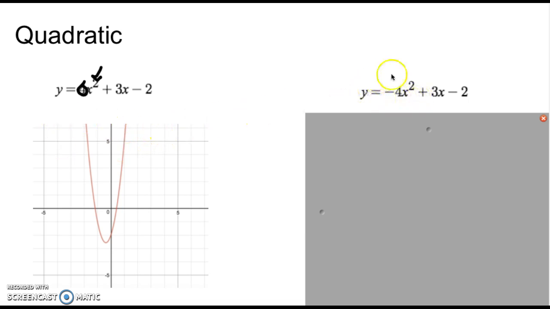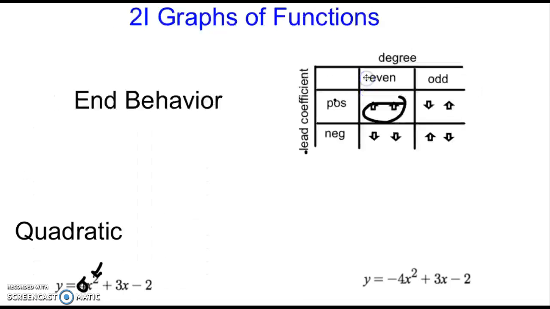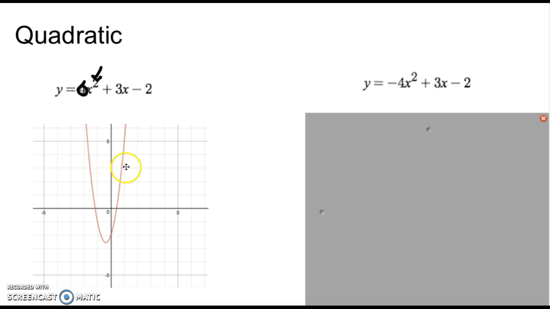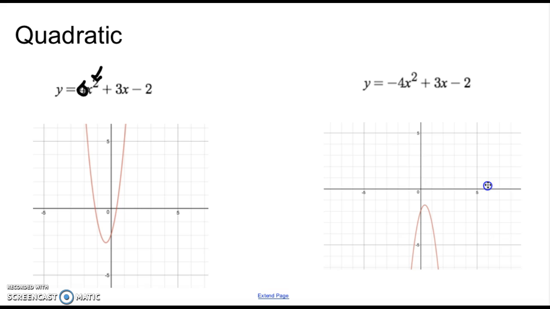Now if we had the exact same problem, but with a negative out in front, we'll notice that when we have a negative even, our end behavior is down and down, so it should be a parabola that's upside down. And sure enough, it is.